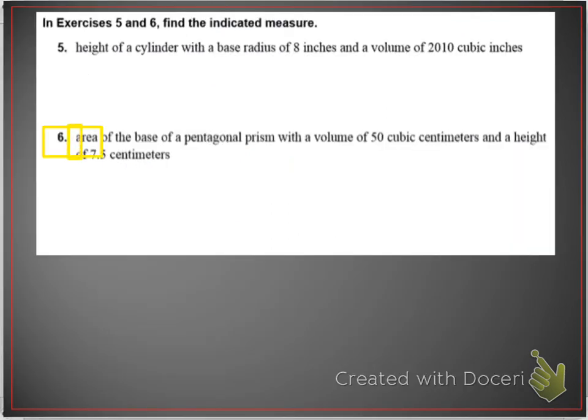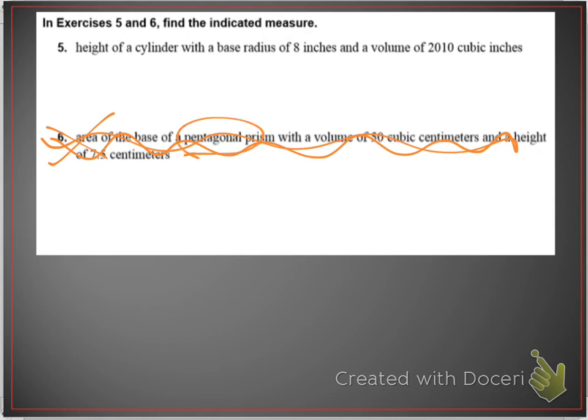We're actually not going to do, oops, sorry, I was trying to draw an X. If you have this on your notes, you can go and cross it out. We don't do pentagons. But it says find the indicated measure. Basically, we're going to use the volume formula, which equals area of the base times the height. We're going to use this to find a missing measure. So find the indicated measure.